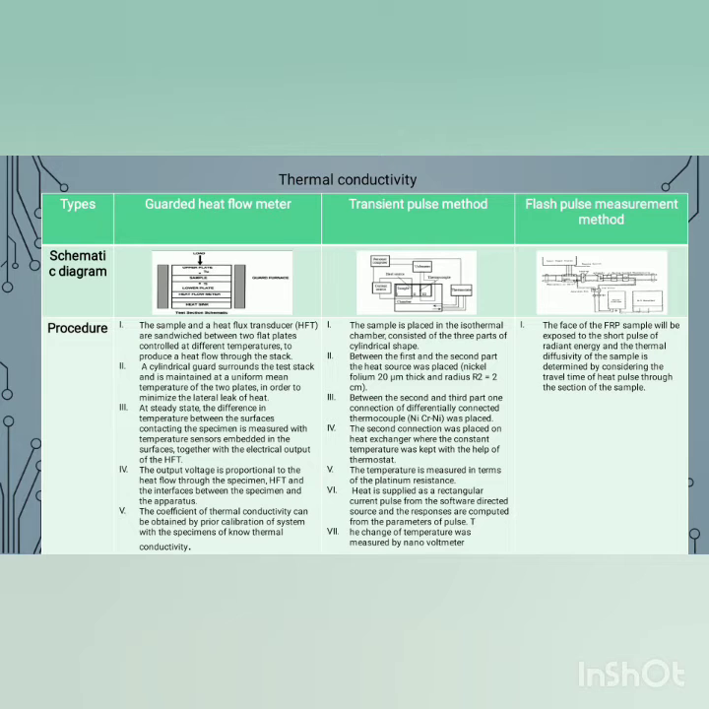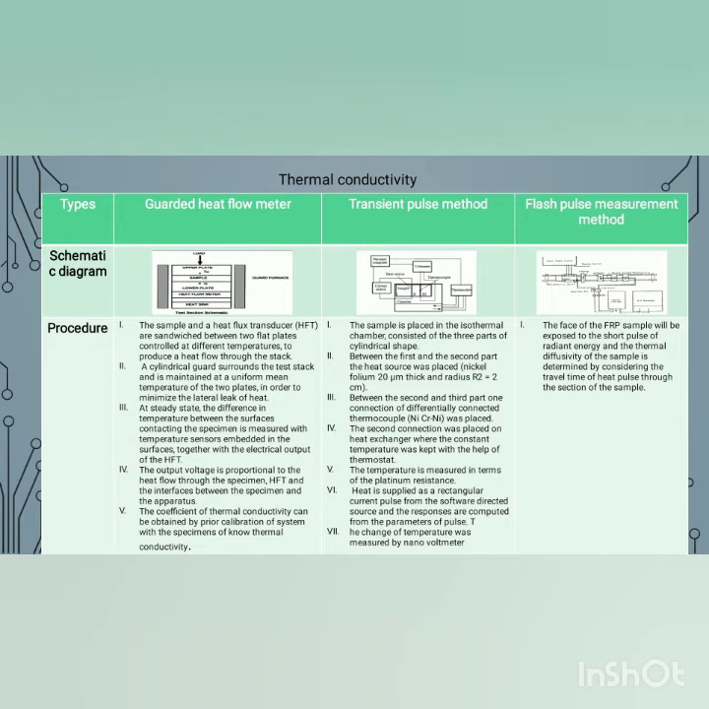For the guarded heat flow meter, the sample and a heat flux transducer are sandwiched between two flat plates controlled at different temperatures in order to produce a heat flow through the stack. A cylindrical guard surrounds the tester and is maintained at a uniform temperature between the two plates in order to minimize the lateral leak of heat.